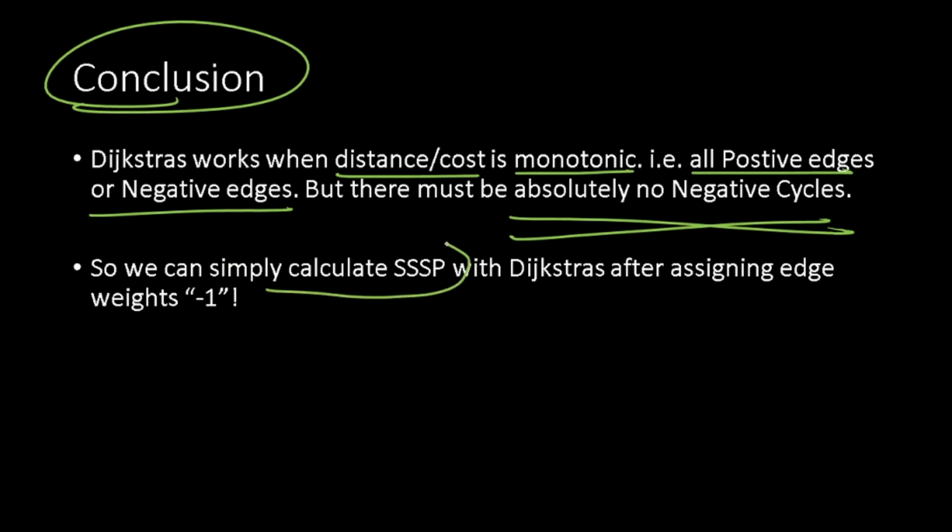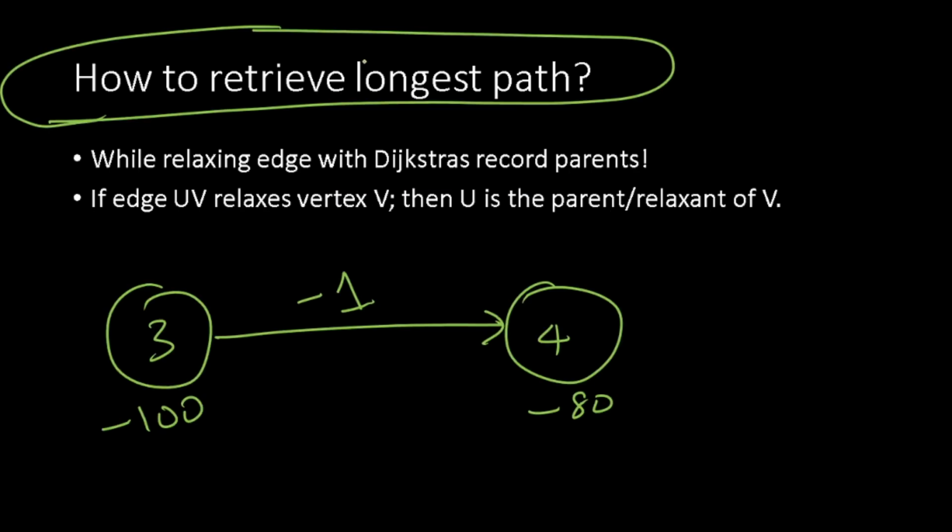So in this context, we can simply calculate the single source shortest path with Dijkstra's after assigning the weights as -1. Let us simply calculate the single source shortest path and get our answer. So how do we retrieve the longest path? For that, we just have to capture the parents or the relaxants. We have seen this strategy before.